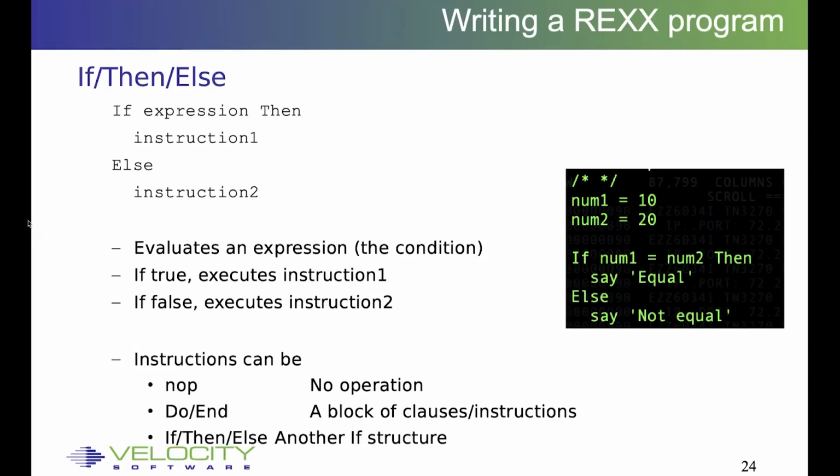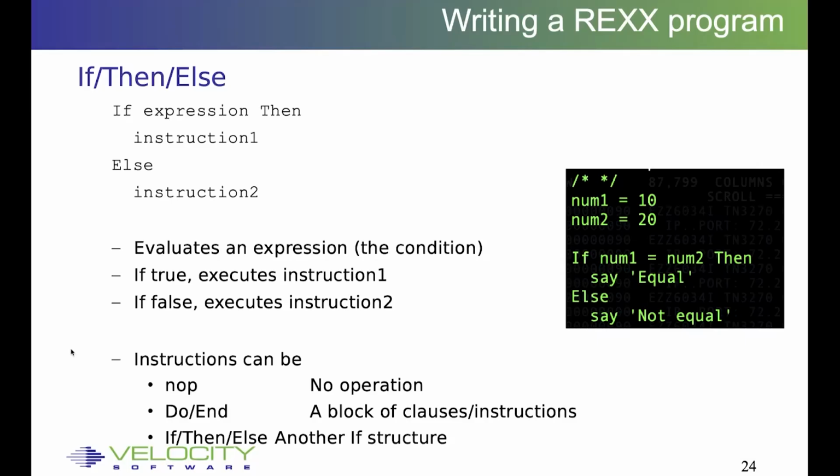If then else allows you to evaluate a condition, an expression in your REXX program. The expression is evaluated. If it is true, instruction 1 is executed. If it is false, the else condition, instruction 2 is executed. Instructions can be a no-op, so there are situations where you may not want to do anything if the condition is true or false. You can just specify no-op.